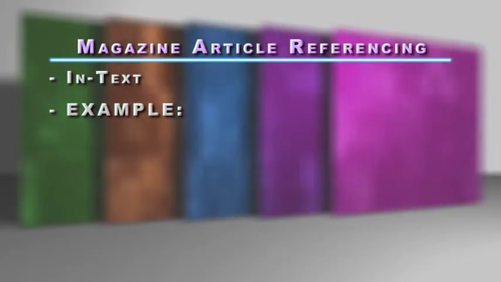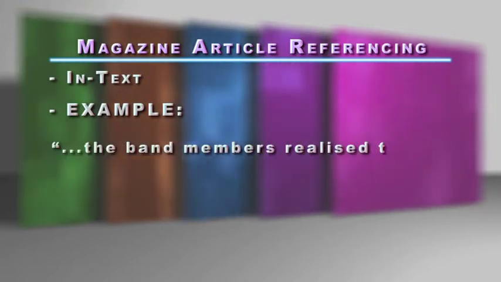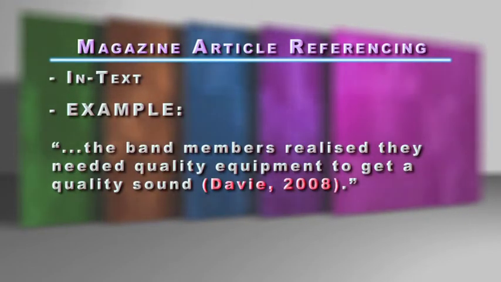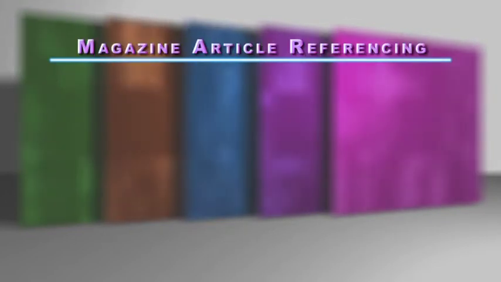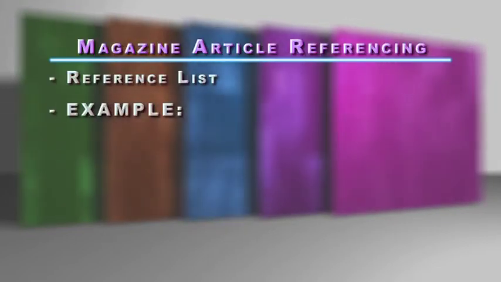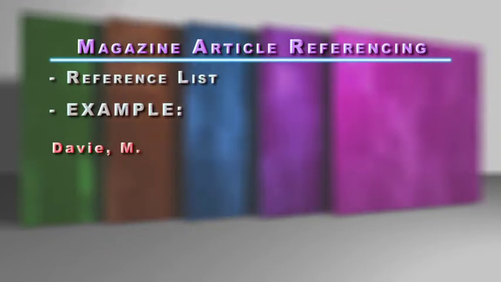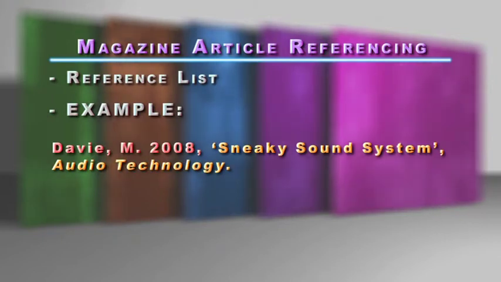Our last example is information taken from a magazine article. The author and year of publication are stated in the text of the assignment. The reference list at the end contains the author's surname and initial and the year it was published. The name of the article is then followed by the name of the magazine or journal. Lastly is the issue number and which page the article is on.